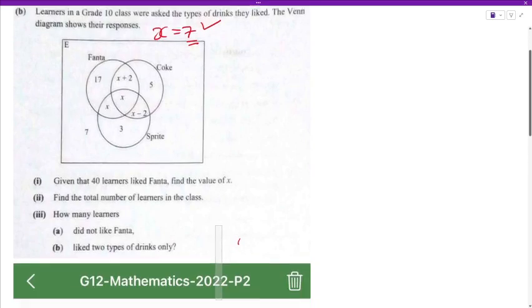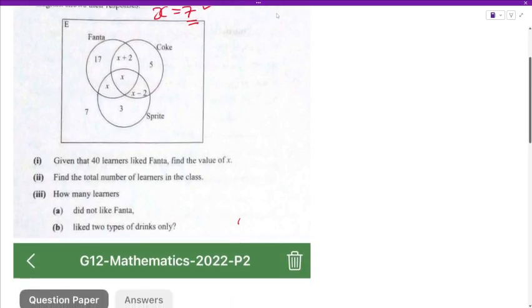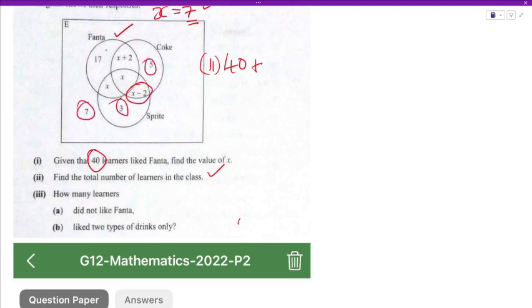Let's scroll down. So the next question is saying find the total number of learners in the class. To find the total number of learners here, you can do it the harder way or the easy way. You've already been told that the set for Fanta contains 40 learners, right? So you can simply add 40 plus these guys here, there, and there. Because we know that this one, the total is already 40. So I'll do it the easy way.